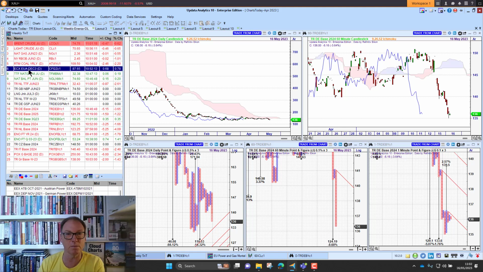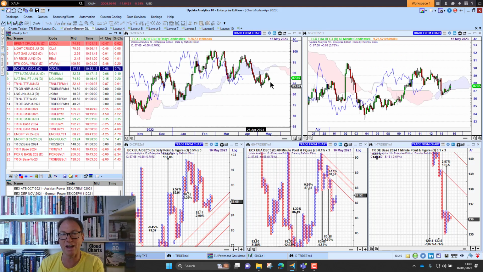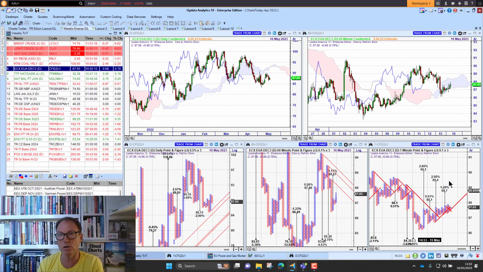And last of all, a quick look at emissions. Here it's a bit of a mixed picture. This 85 level is pretty critical. We've got some new upside targets. We were neutral today, given the mixture of the picture there.